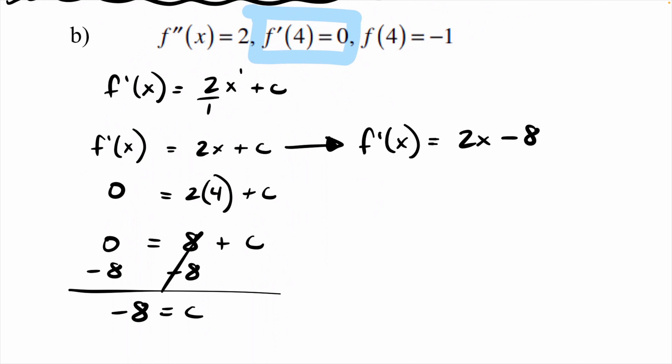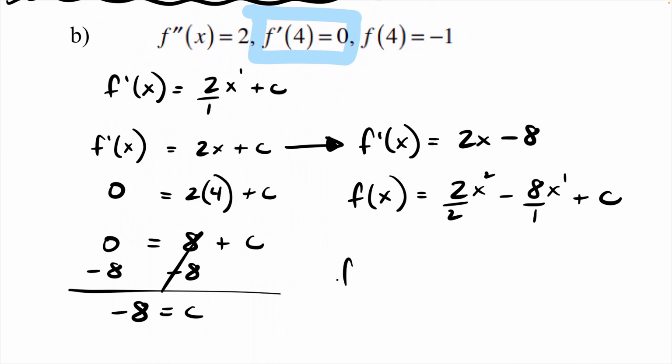So I'm going to do the same thing. If I was to find the original, I would use the power rule again. So I'm going to add a power, divide by that same power, add a power, divide by that same power, plus c. So the original is x squared minus 8x plus c.